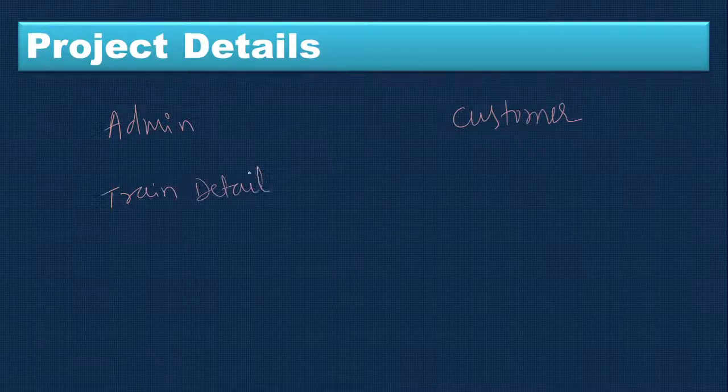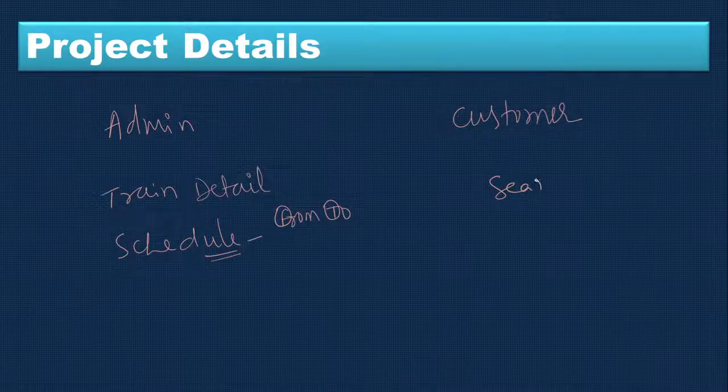We know each train will have a name or number, so you can give the complete details of the train. Then the schedule is important: from which place to which place the train goes, and what time it leaves. All the details will be in the scheduling. Once you have the scheduling, it's easy for the customer to search the train, based on from place and to place.